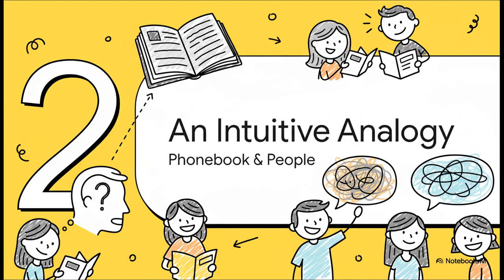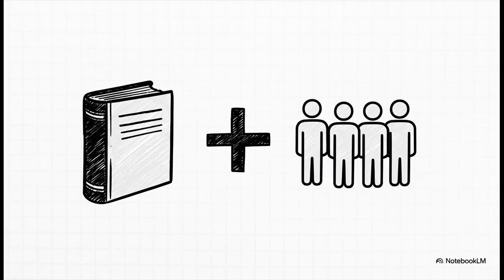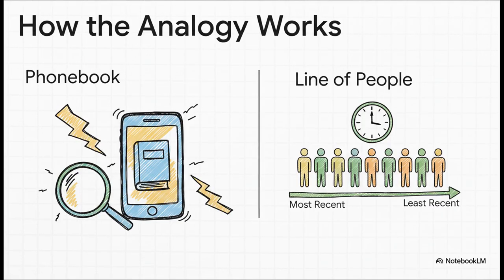Okay, so before we dive into the code and the data structures, the real nuts and bolts, let's build a super solid mental model first. Honestly, the best way to get your head around an LRU cache is with a really simple, everyday analogy. I want you to picture just two things. First, a classic old-school phone book, and second, a single file line of people. I know it sounds simple, but trust me, these two things are pretty much all we need to understand this whole concept.